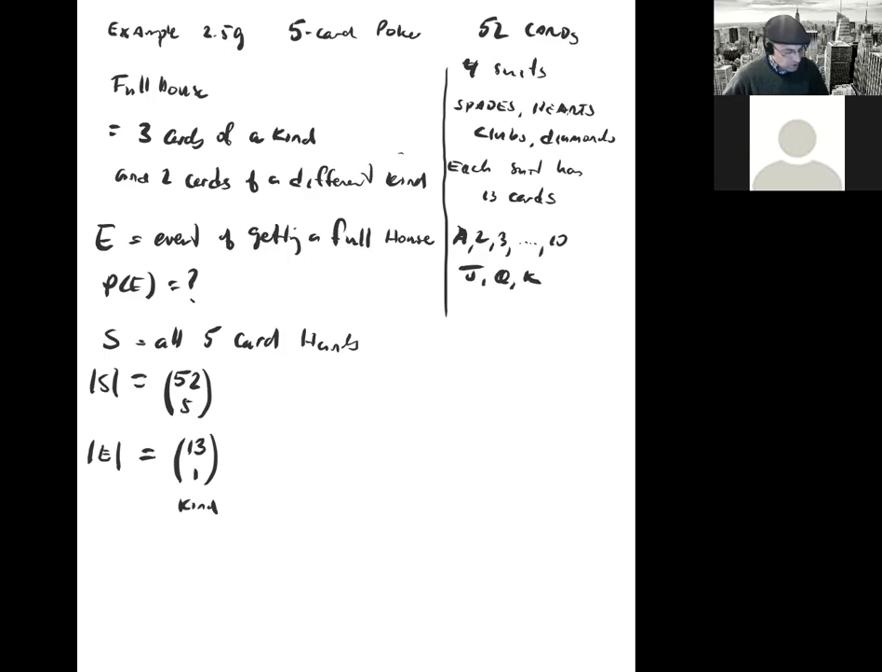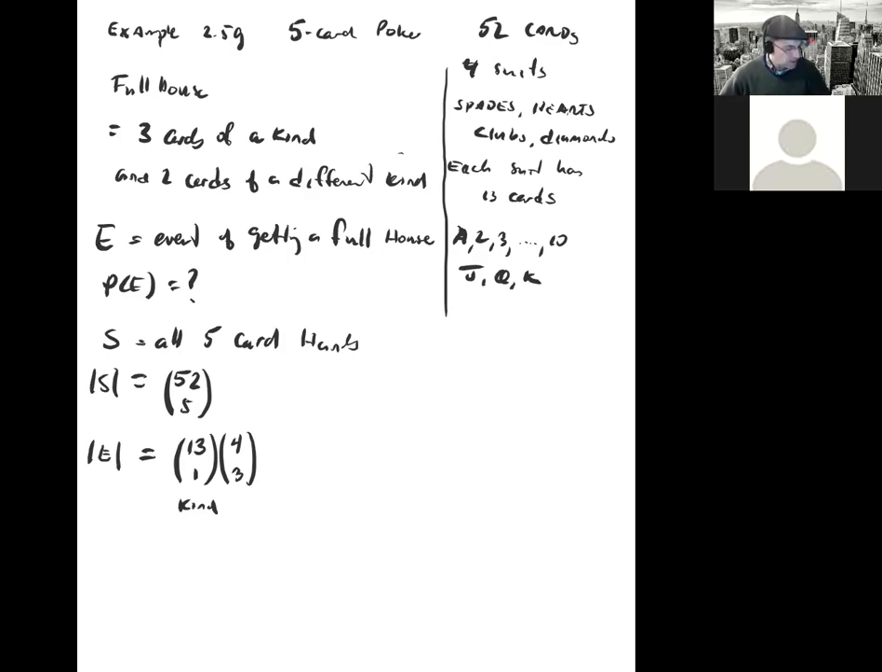And then once you've chosen that one kind, that's the kind you're going to use to build the three of a kind, right? So how many ways are there to build three cards from that kind? Well, there are four cards in a denomination, so it's got to be 4 choose 3. If we multiply these two together, it's the number of ways of choosing from a deck of cards 3 cards of the same denomination, the same kind.